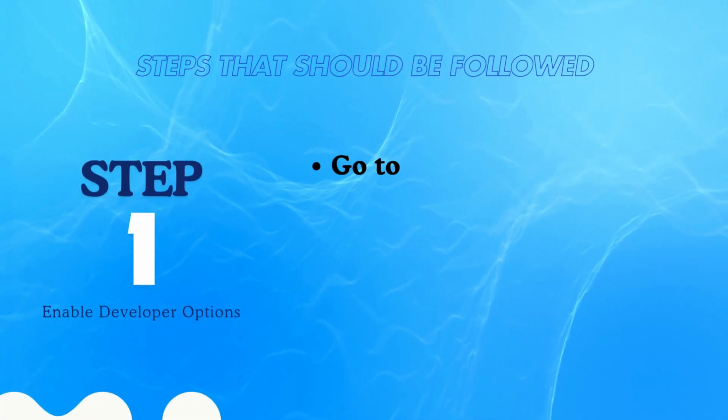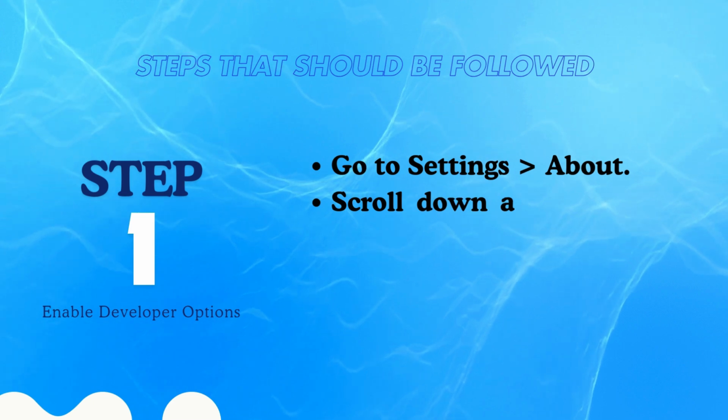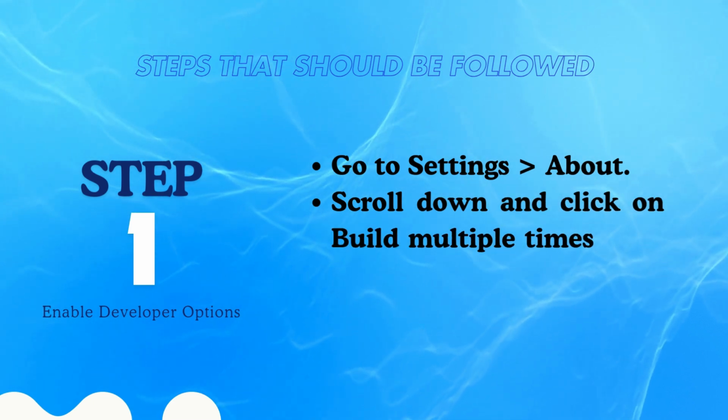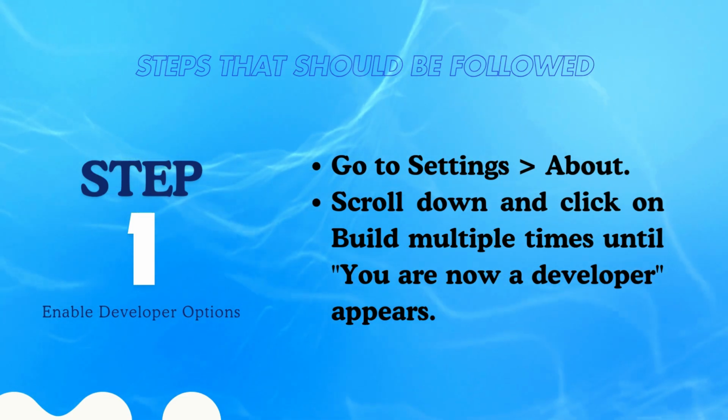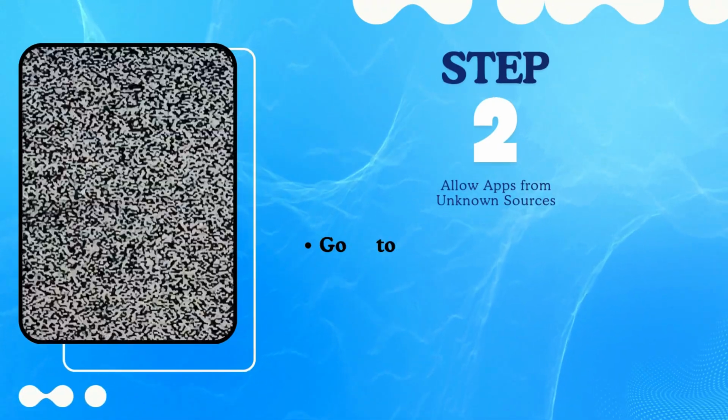1. Enable developer options. Go to Settings, About, scroll down and click on Build multiple times until you see that you are now a developer.